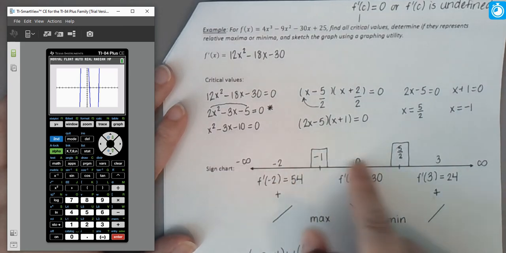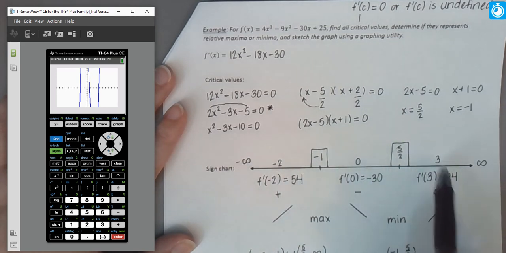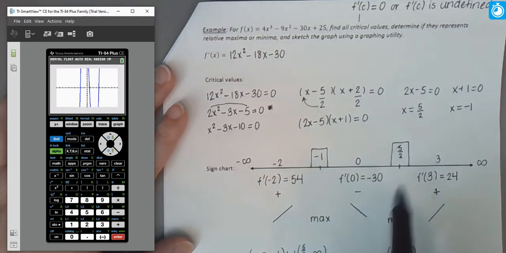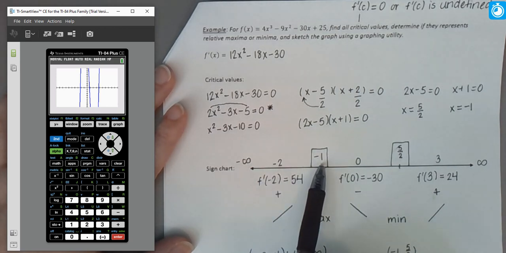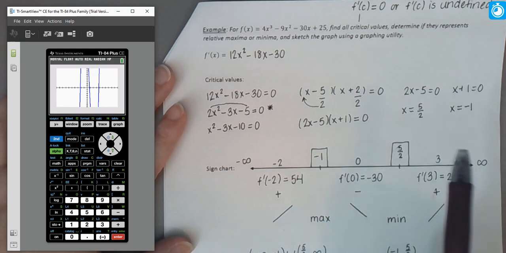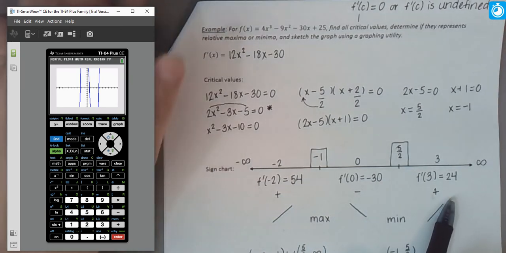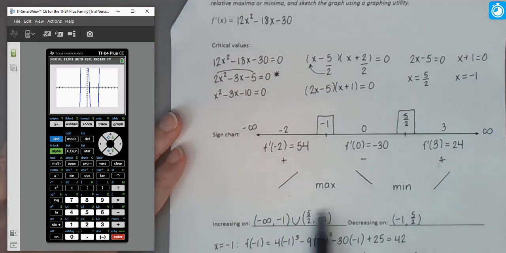So in order to organize our information, we drew a sign chart, which just allows us to analyze what's happening on either side of those critical values. So we determined both algebraically and graphically that everything less than -1 will have a positive derivative. Everything from -1 to 5/2 will have a negative derivative. And then everything from 5/2 to infinity will have another positive derivative, which tells us we go from increasing to decreasing to increasing, which allows us one way to classify our function and classify its graph.